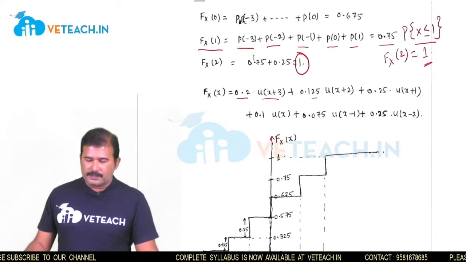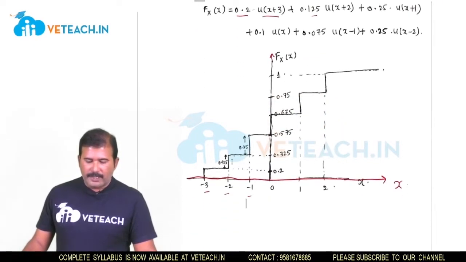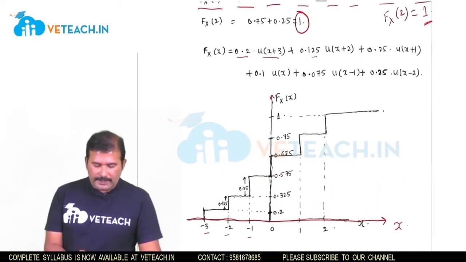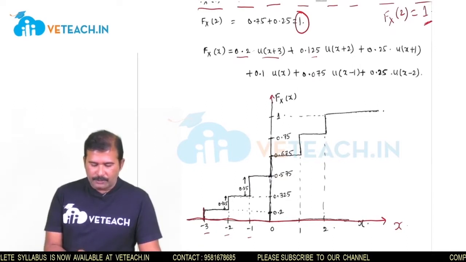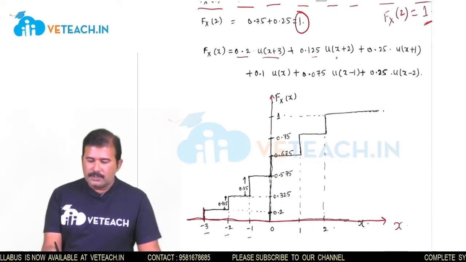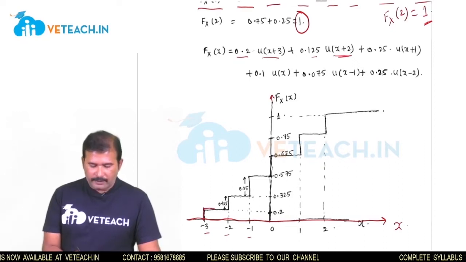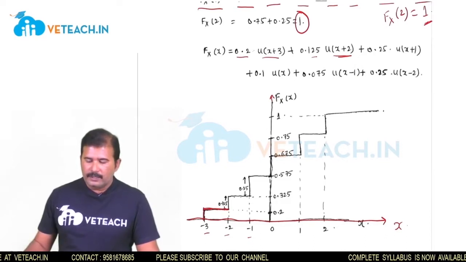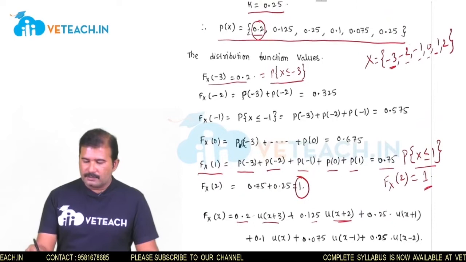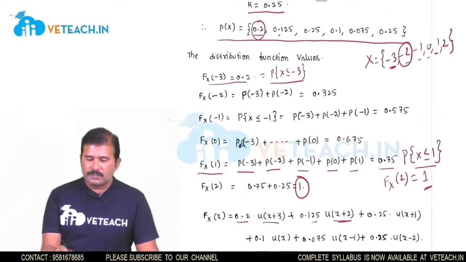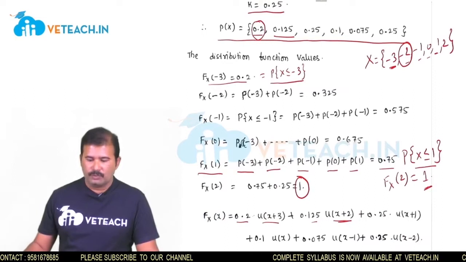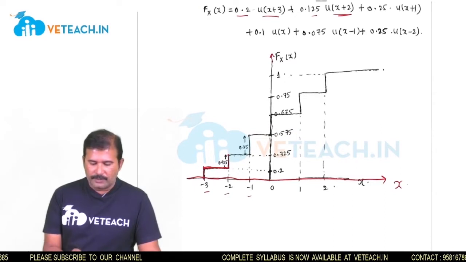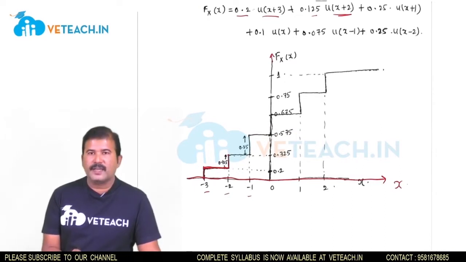Now let us see the first value, that is the probability at minus 3. Probability at minus 3 is 0.2. So draw a step with a magnitude of 0.2 here. And the next value occurs at minus 2. Up to that point, the same value continues for the distribution function, that is 0.2 only. Only at x equals minus 2 does the value change, and the probability at x equals minus 2 is 0.125. So again one more step occurs with a magnitude of 0.125 at minus 2.